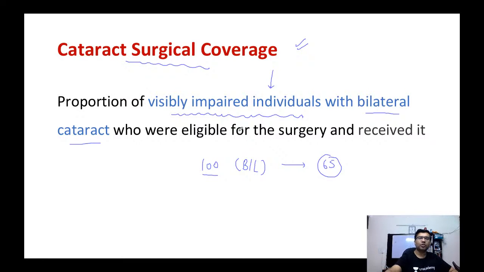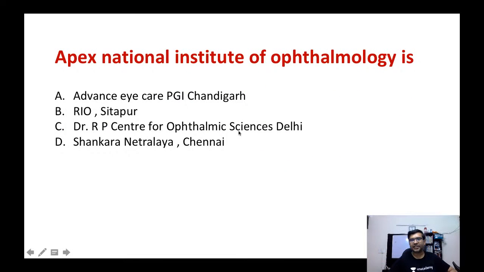Okay, so with this I would come to my next question which I have already discussed. Try to answer it fast. Apex National Institute of Ophthalmology is Advanced Eye Care, RIO Sitapur, Dr. RP Center for Ophthalmic Sciences, or Shankar Netralay, Chennai. The Apex National Institute of Ophthalmology deals with the training, treatment and guidelines. All of them they do. So it is your RP Center for Ophthalmic Sciences.